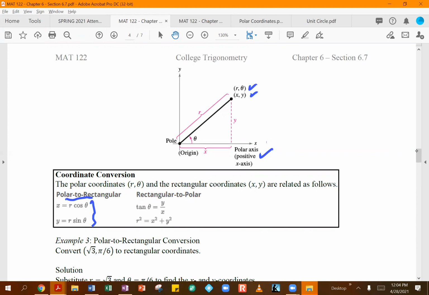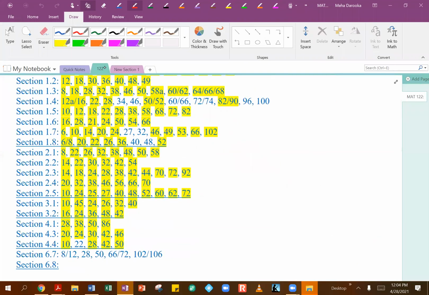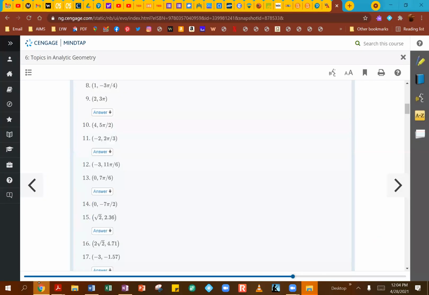But if you are going from rectangular to polar coordinates, then we have to use this idea that tangent of theta is y over x, and r squared is defined as x squared plus y squared. So let's take a look at these conversions next and how we can simplify these. So we are looking at number 28 and 50.